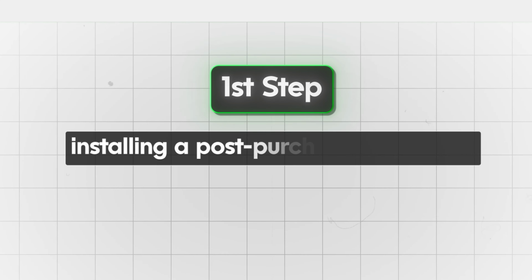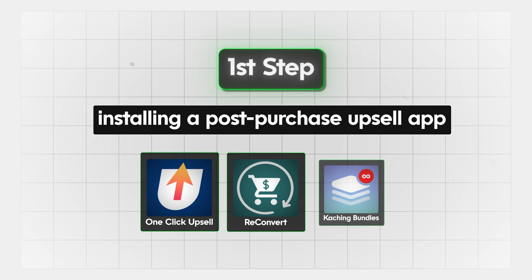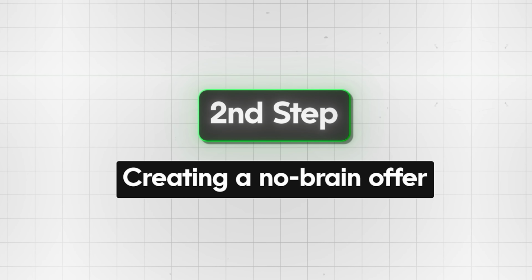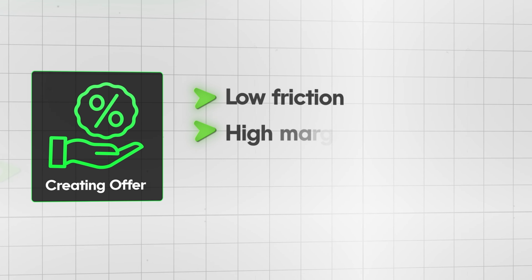So the first step is basically installing a post-purchase upsell app like one-click upsell, reconvert, or Kaching bundles. These tools plug directly into your Shopify and let you offer a bonus product right after a customer checks out. Step 2 is creating a no-brainer offer. When you're creating this offer, make it something low friction, high margin, and directly related to the first product. Because you never want to sell an upsell that is not related to the first product or can be accompanied by it.